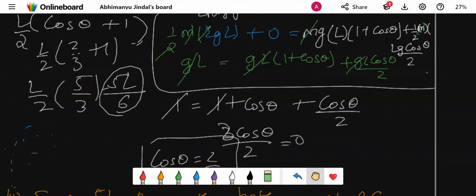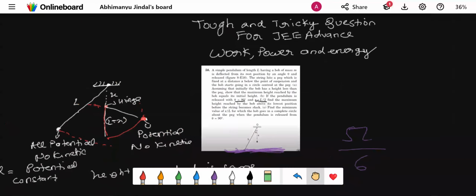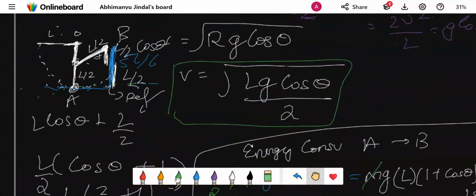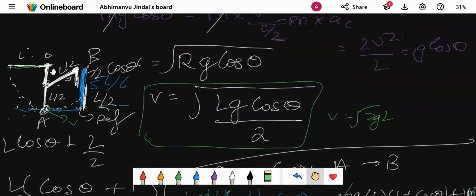the string slacked. Now let's move on to the third part, which is: find the minimum value of x by L for which the bob goes in a complete circle about the peg when the pendulum is released from theta equals 90. So we found out the velocity v when the pendulum is released at an angle of 90 degrees. The velocity was root 2gl, am I right? Now they're saying L by x ratio where x is something right here. The best thing for us would be if we lower the x, the more possibility it is for us to go in a circle.